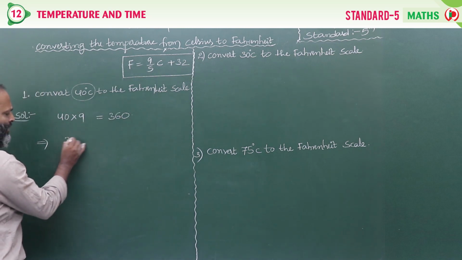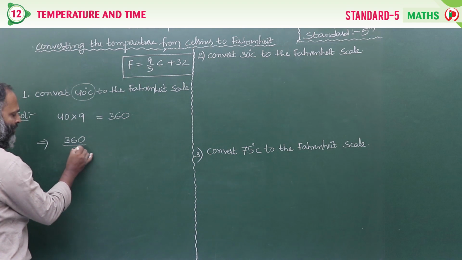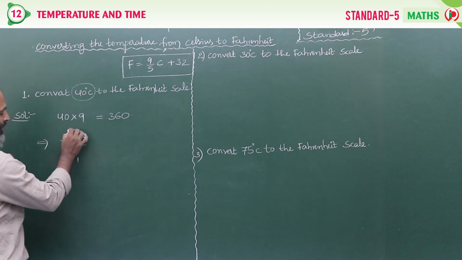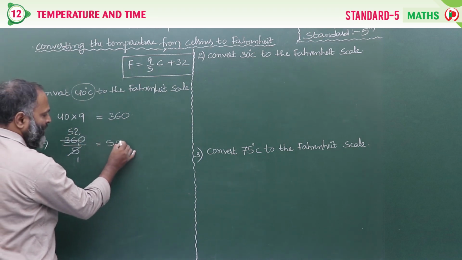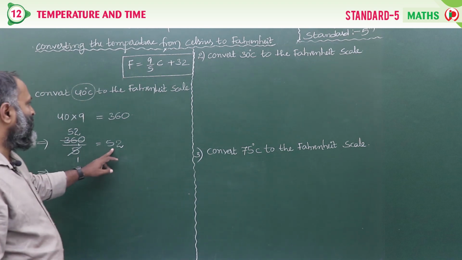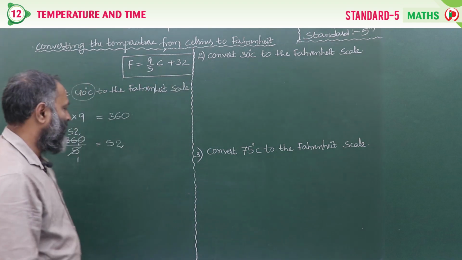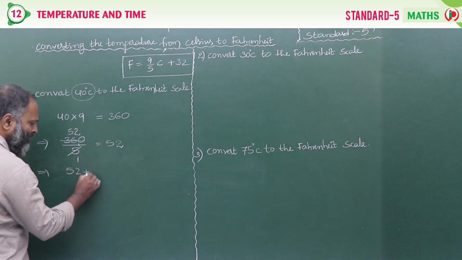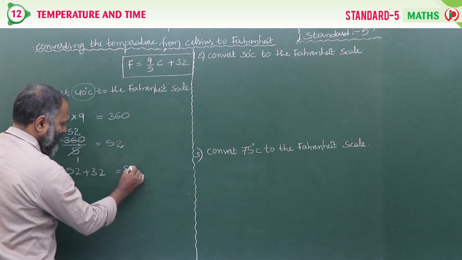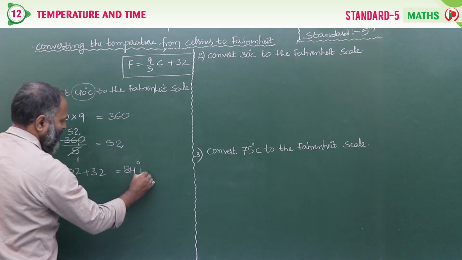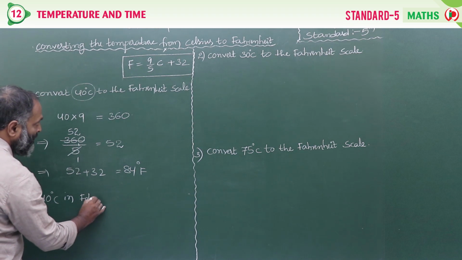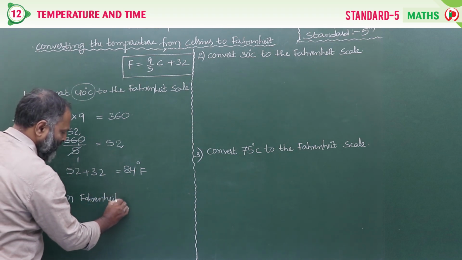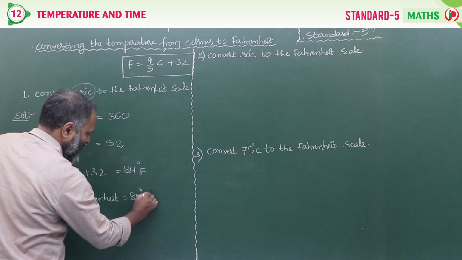That is 360 divided by 5. 5 7s are 35, 1 left, 5 2s are 10. It is 72. In the third step, this 72 is added with 32. That is 72 plus 32. That is 104. So now this is in Fahrenheit. So 40 degrees Celsius in Fahrenheit is equal to 104 degrees Fahrenheit.